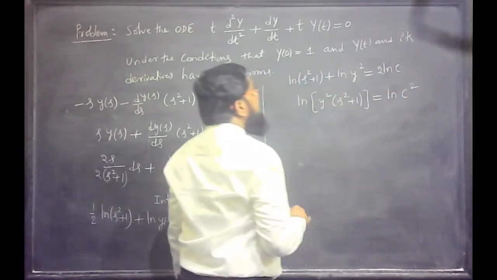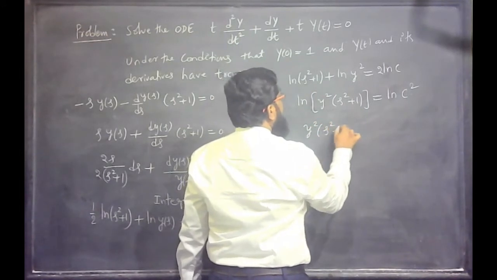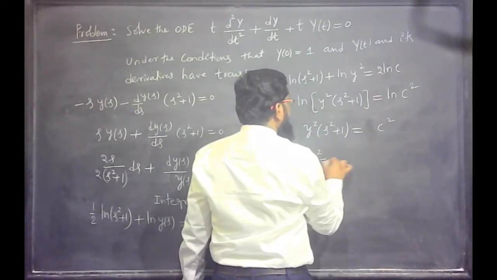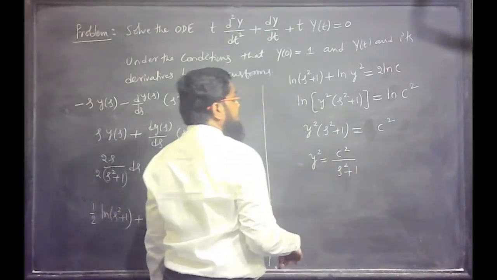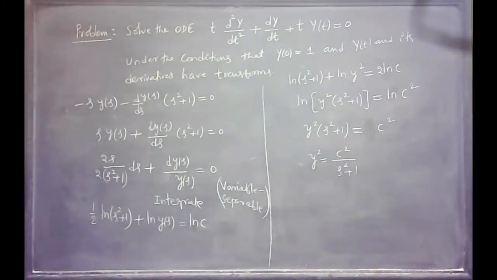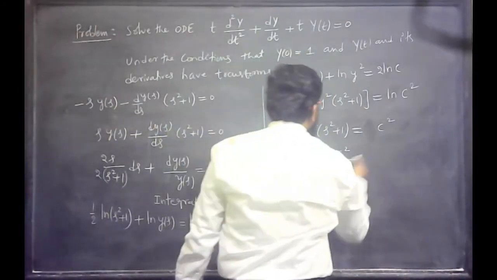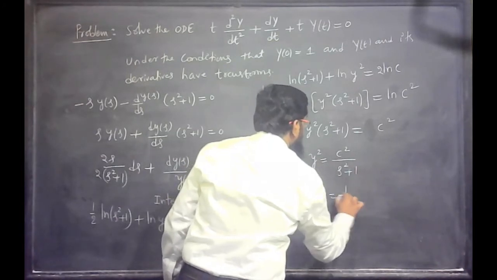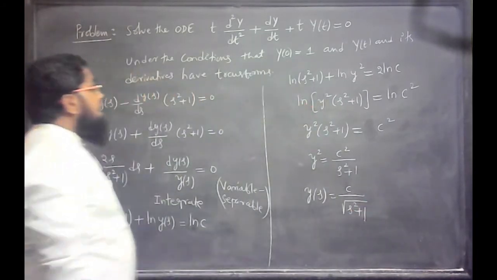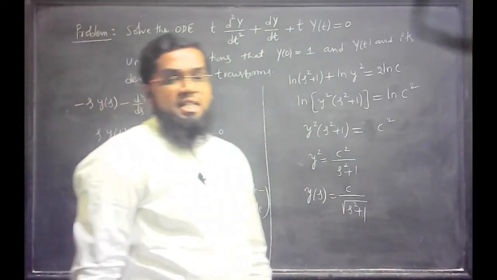So that is c square. So from here, I'll have y square into s square plus 1 is equal to log of c square, that is c square. So from here, y square will be equal to c square by s square plus 1. That is y will be equal to c by square root of s square plus 1. So this can be written as y as a function of s. So I got y. Now take inverse Laplace transformation.